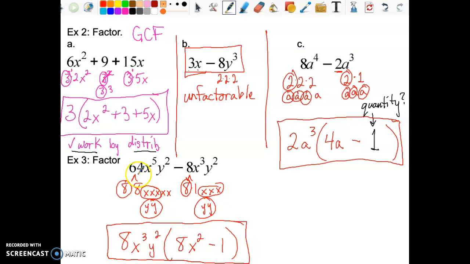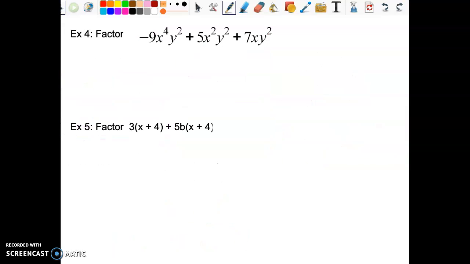But feel free to pause at any point if you need to, try it on your own. Come up with a new problem. Go to the homework. Try a few problems from the homework.